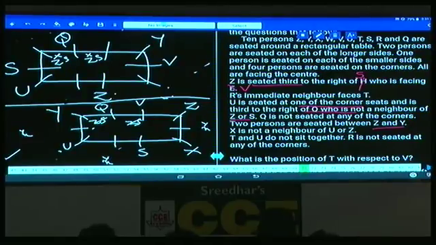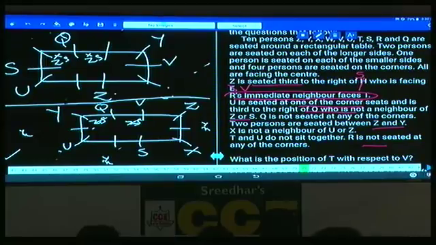Then Q is not a neighbor of Z or S. Two persons in between Z and Y. X is not a neighbor of U or Z. T and U do not sit together. R is not seated at one of the corners, and one more information is that R's immediate neighbor faces T. R is not at the corner, hence R cannot be here.